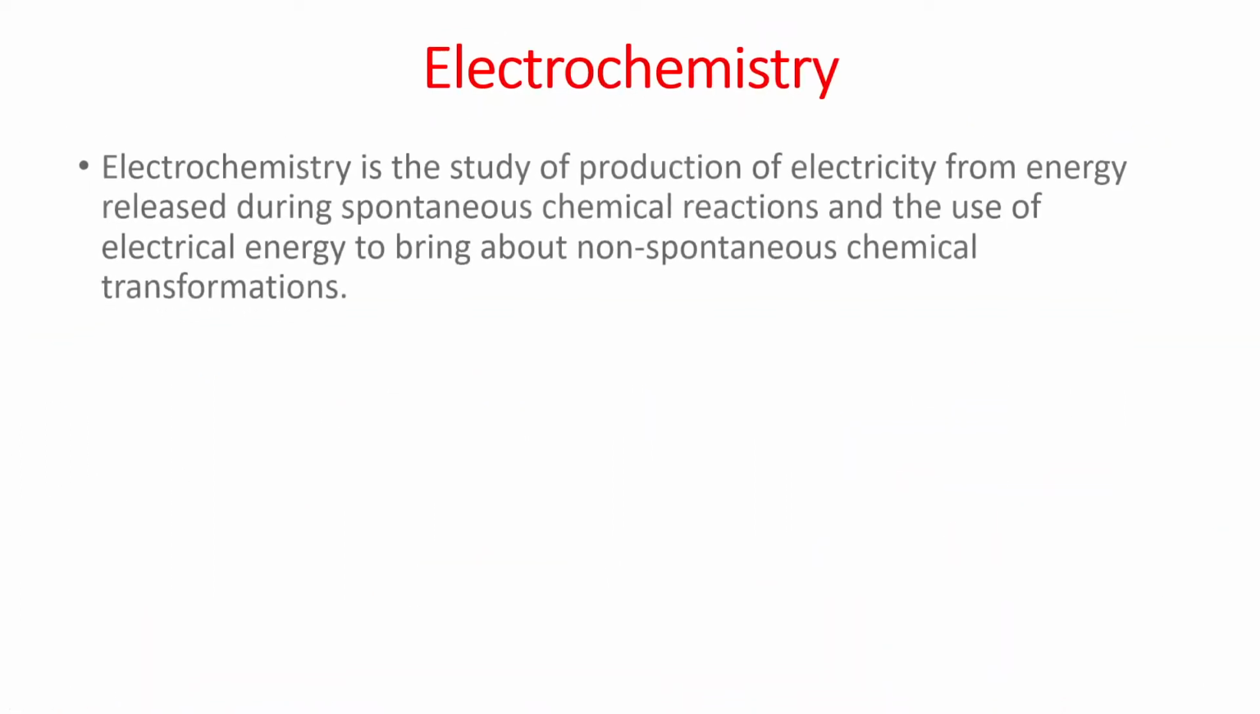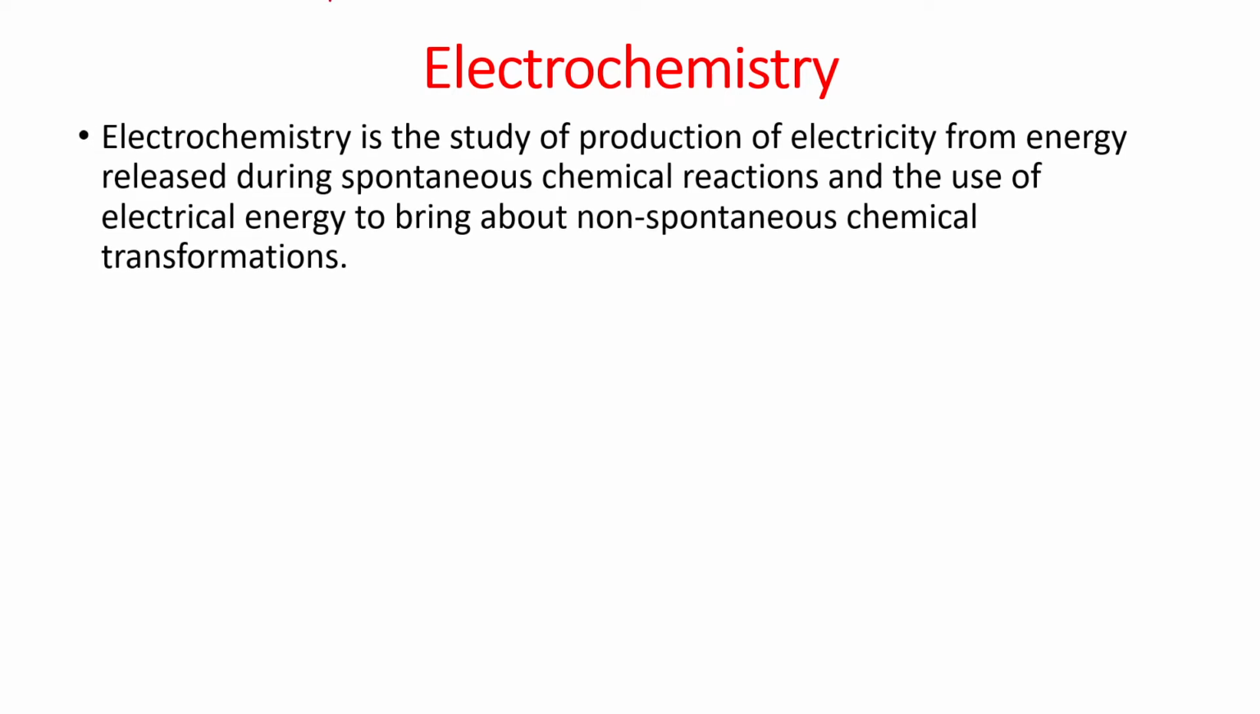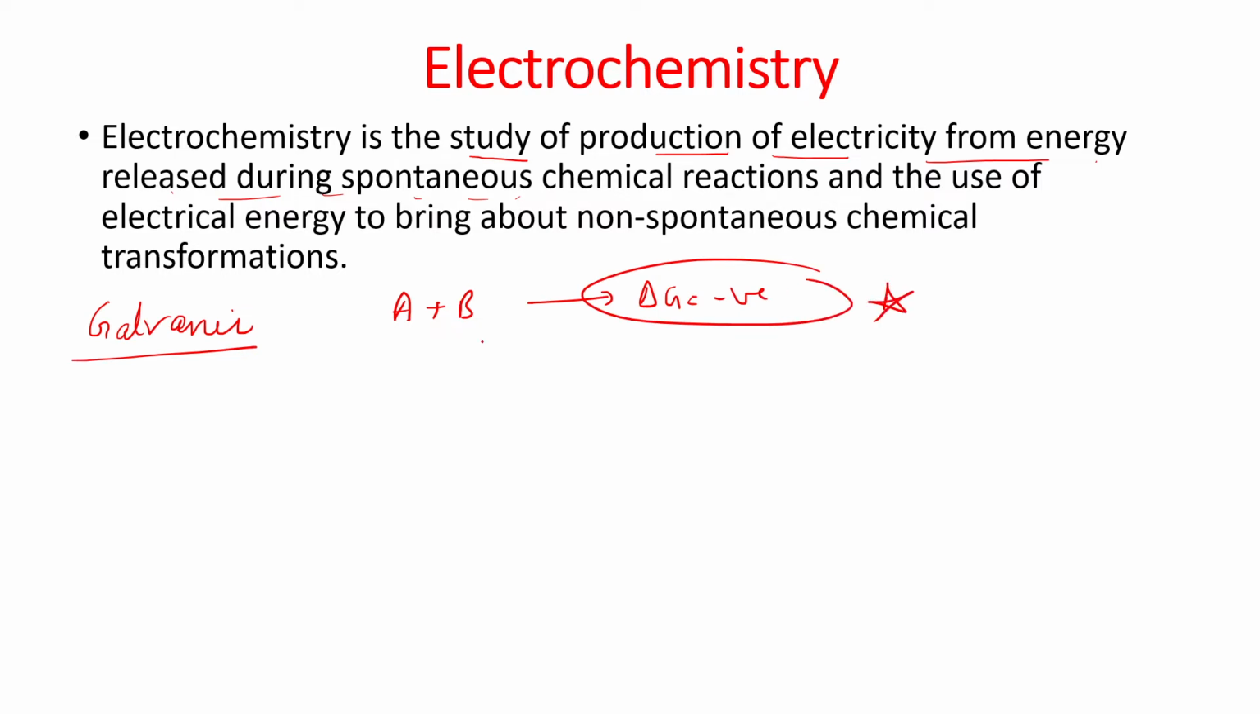Coming to electrochemistry. Electrochemistry is a branch of chemistry where we study the production of electricity from energy released during a spontaneous reaction. That means galvanic cell. In a galvanic cell, some spontaneous reaction occurs. Delta G for the reaction is negative. It is spontaneous. It will anyway react, and that's how electrical energy will be released. So we'll study the production of electrical energy from chemical energy.